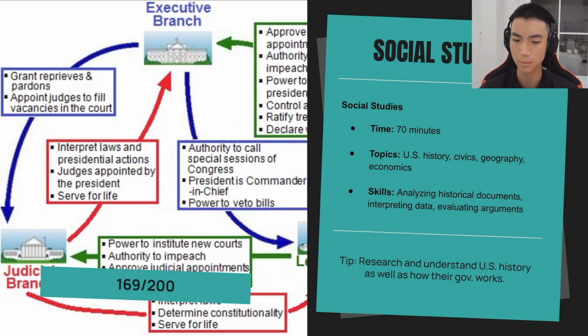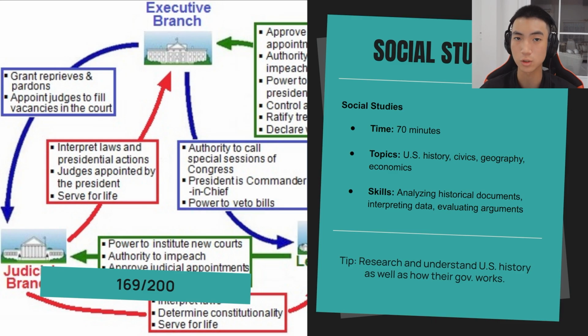So you have to be good at understanding who's on what side and what they're fighting for. A tip I would give for this one is to research and understand US history, as well as how their government works, because before this, I had no idea that there were 3 branches in the US government until I researched it. And by then it was kind of overwhelming, because I go to a non-US curriculum school, and so I don't really know the US history and whatnot.